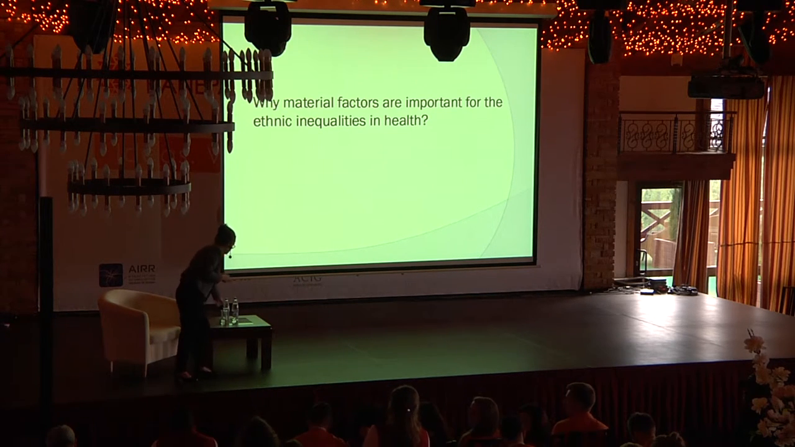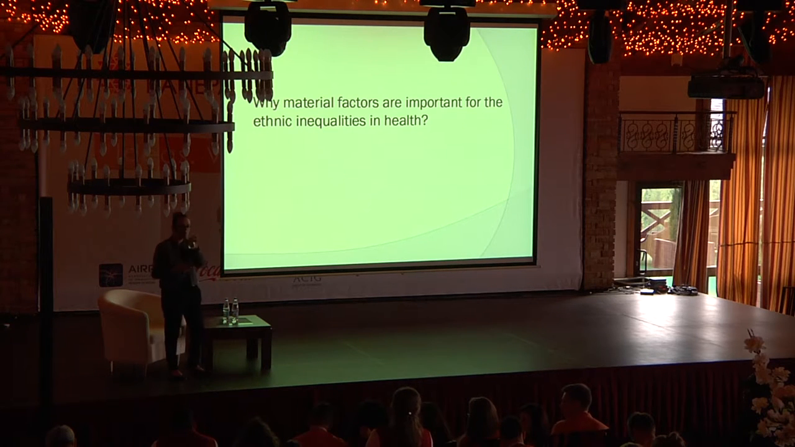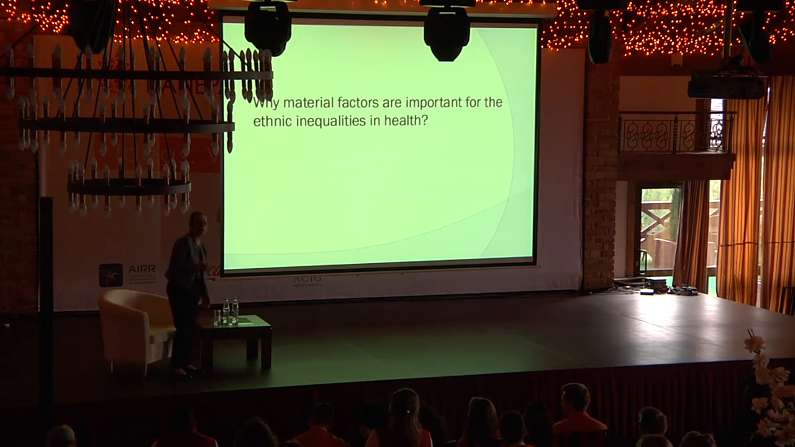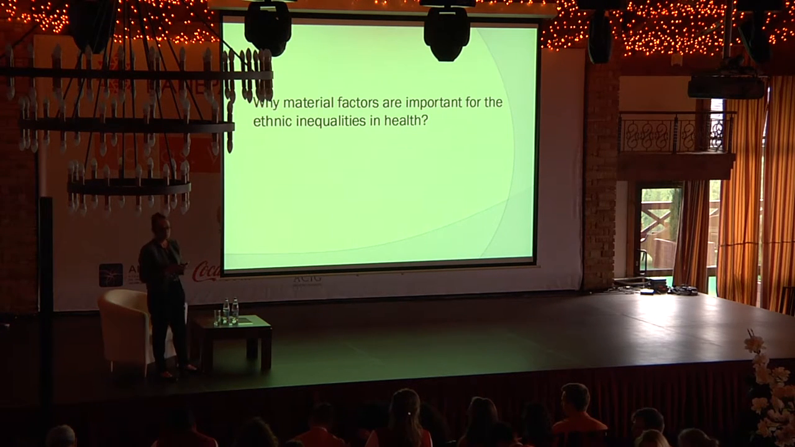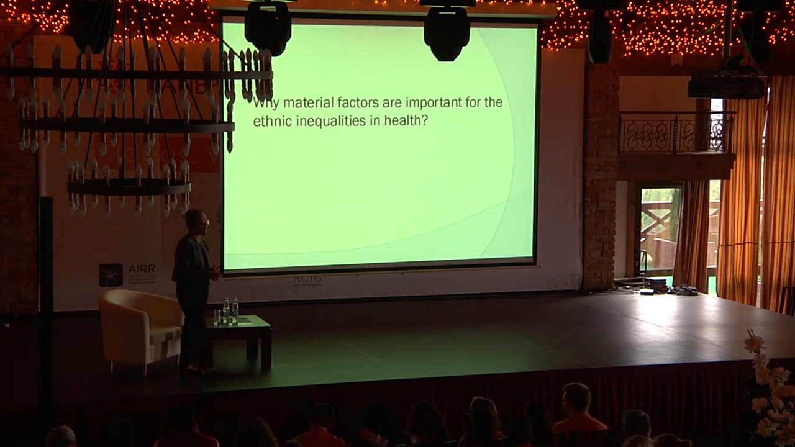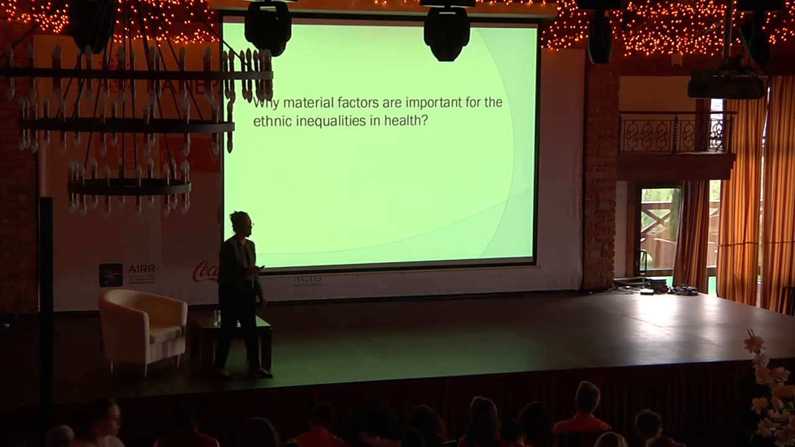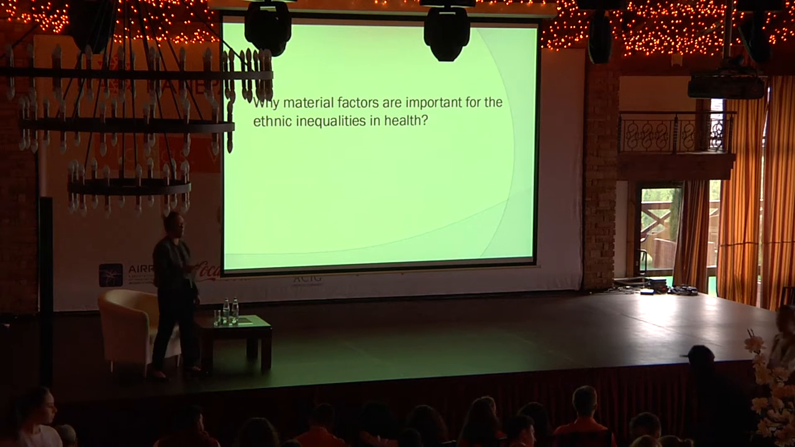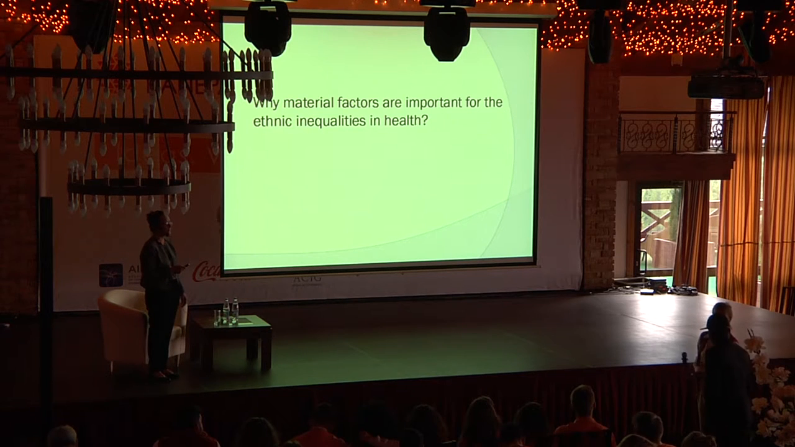When you earn a lot, you can, for example, buy very good food. Then you can go to very good doctors, take a lot of vitamins and minerals and so on. You can, for example, go to fitness. Okay, thank you. So this is one explanation. What else can material factors do to your health?